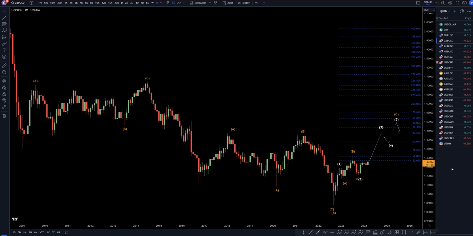Today is Tuesday, March 12th, and this is my analysis of the pound US dollar, starting on the monthly, working my way down to the 1 hour time frame for the full top down analysis.